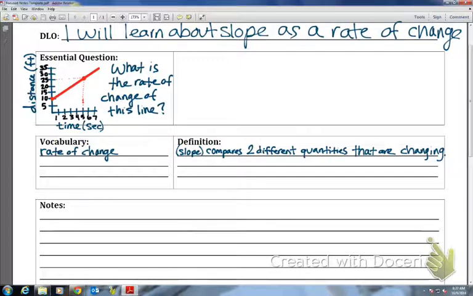So go ahead and pause the video to write all this down. Make sure you have all this jotted down, and then we'll go on to the notes section.